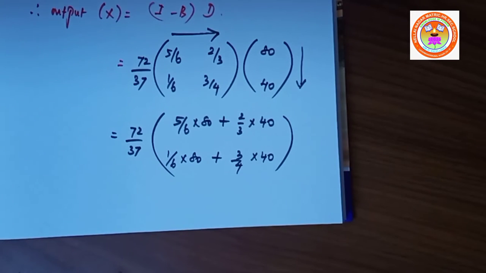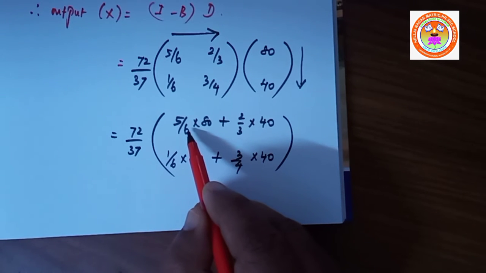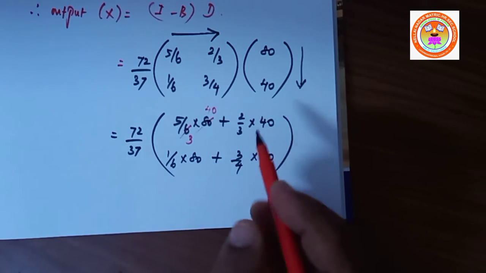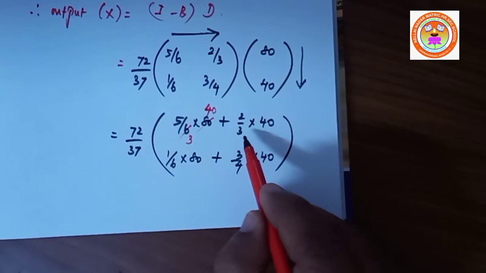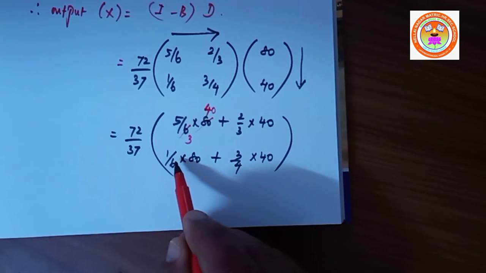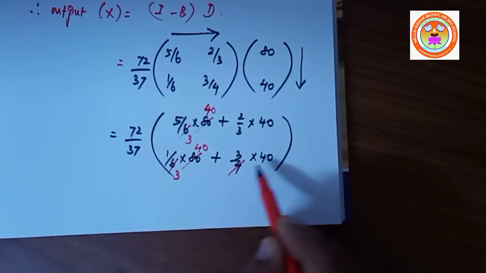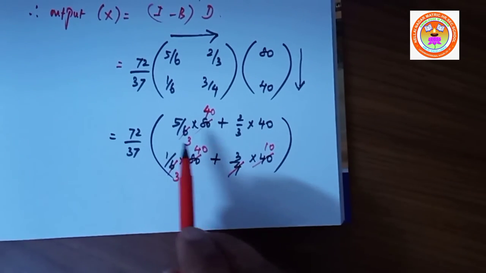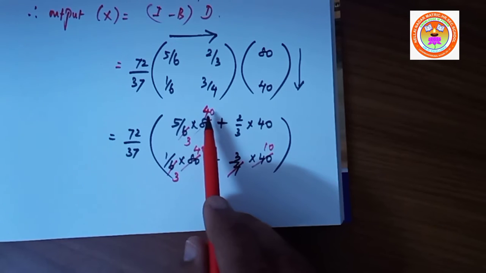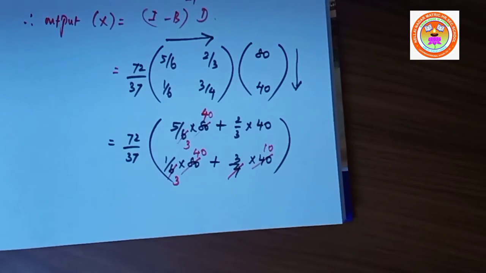Can we simplify? Here we can cancel by which table? 2 table, 3 times and 40 times. Okay. Here no chance of cancelling. Here we can cancel by 2 table, 2 times 6, 2 times 3, this one is 40 times. Here we can cancel by 4 table, how many times? 10 times. So I will be getting 5 into 40, that is equal to 200 by 3, 2 into 40, that is 80 by 3, 200 by 3 plus 80 by 3.